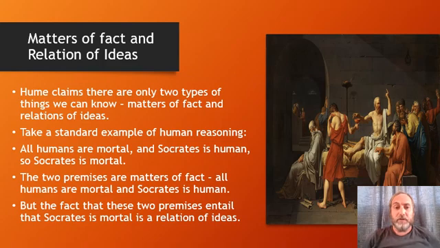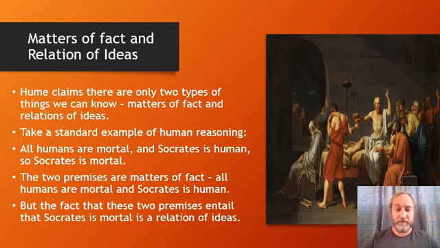Hume starts out with this distinction between matters of fact and relations of ideas. He says these are the two types of things that you can know. They're all going to fall into the category of one or the other. This isn't in the passage that he wrote, but let's take this example, and that might help us get an idea of this distinction between matters of fact and relations of ideas.